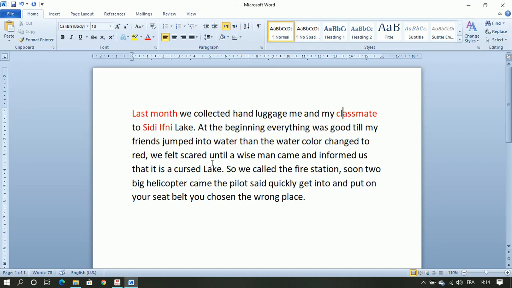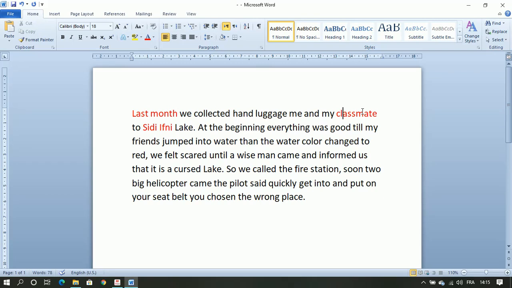So we went there and the lake water changed to red color. So this is the main event. This is what happened. And use past. You see, we collected luggage, me and my classmate, at the beginning everything was good. Be careful to use the past and time, place, and who. You have to respect these conditions, okay?